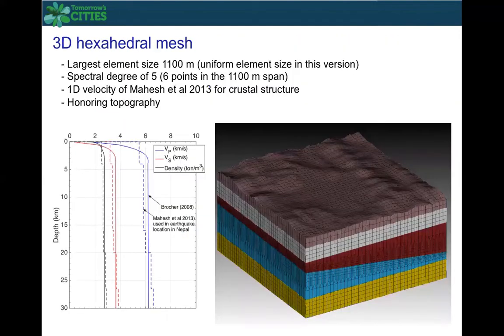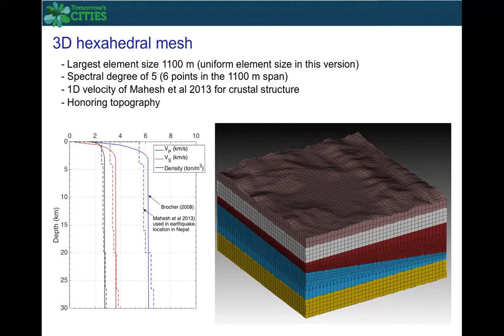The hexahedral mesh that is utilized for this simulation is shown here. The largest element in this simulation is 1,100 meters with polynomial degrees of 5. This gives us 6 points inside each element.